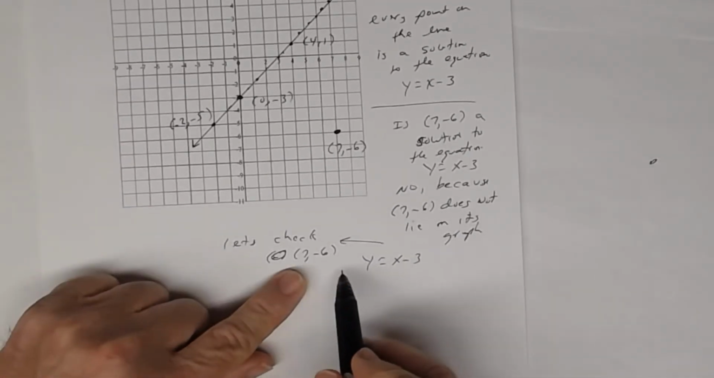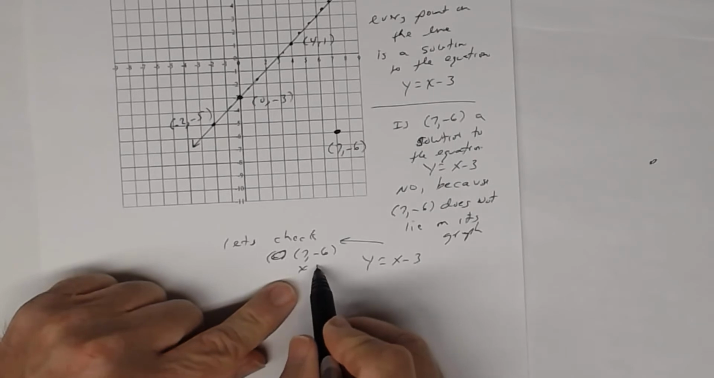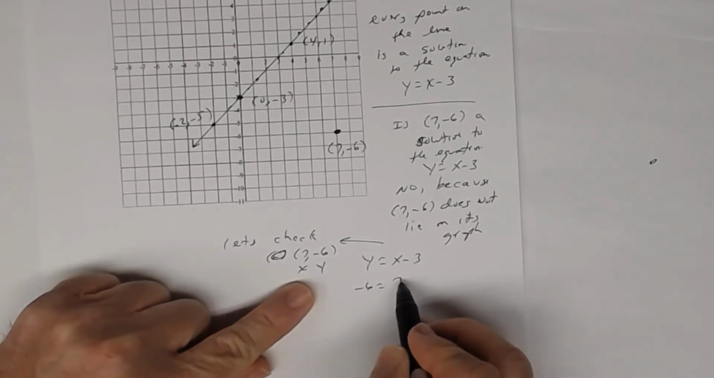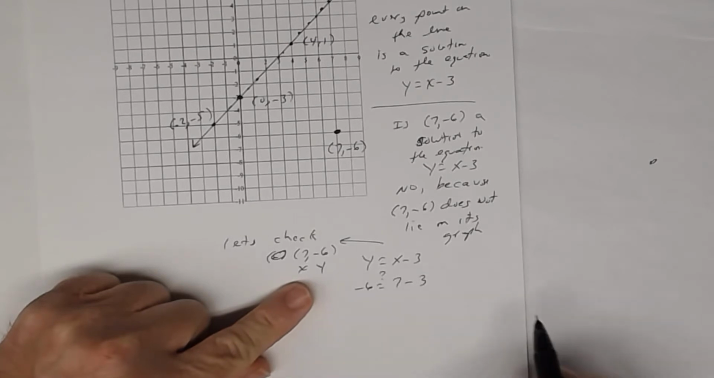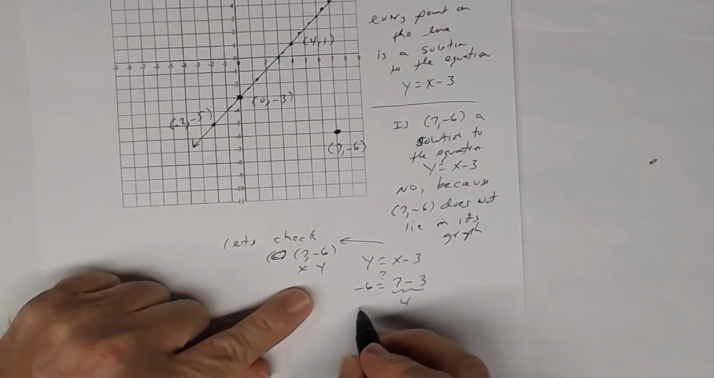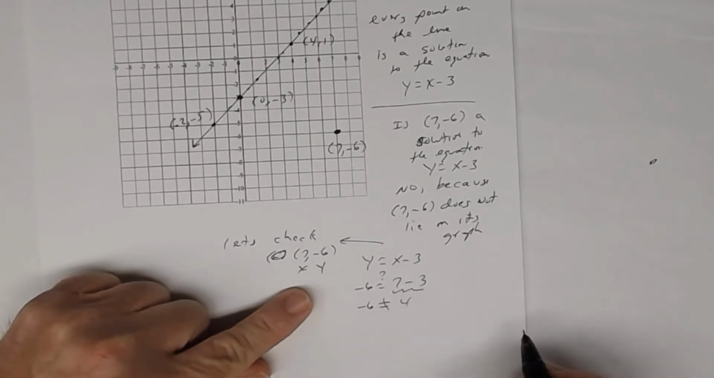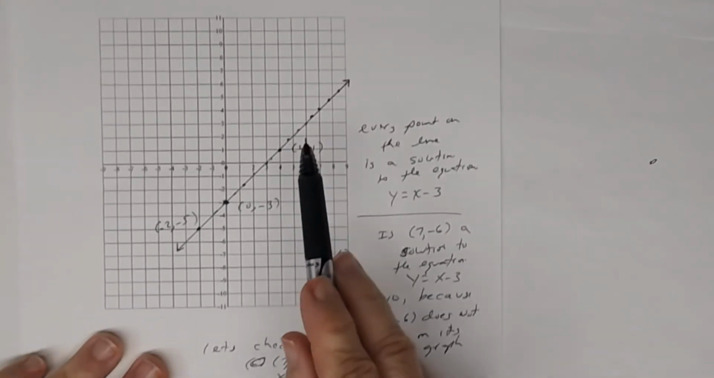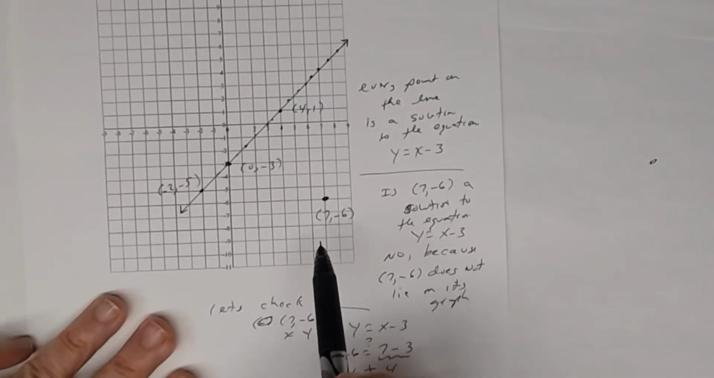In place of x, you're going to substitute 7. In place of y, you're going to substitute negative 6. So negative 6 equals 7 minus 3. Is that a true or false statement? Well, 7 subtract 3 is 4, and negative 6 does not equal 4. So that's why it does not lie on the graph, because it's not a solution.